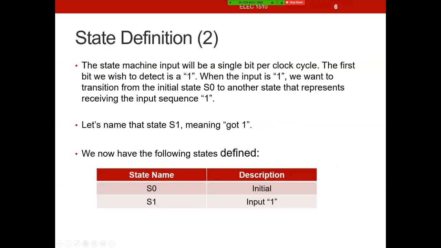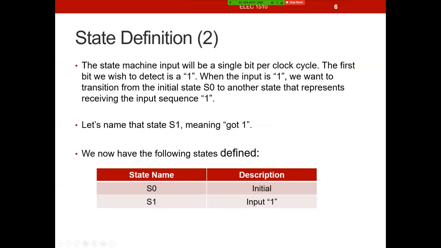And so we can start then defining our states. Like I said, we started with this state S0. That was our initial state. So all I'm doing here in this table is giving you the state name and a description of the activity that has caused us to be in that particular state.